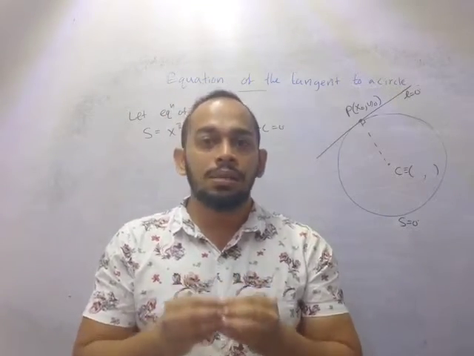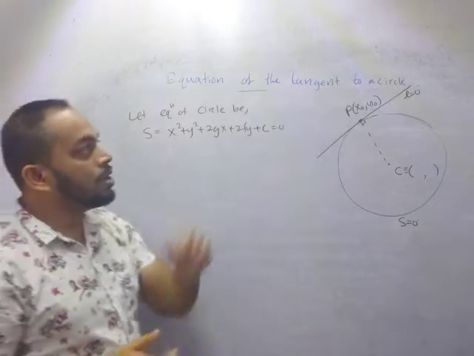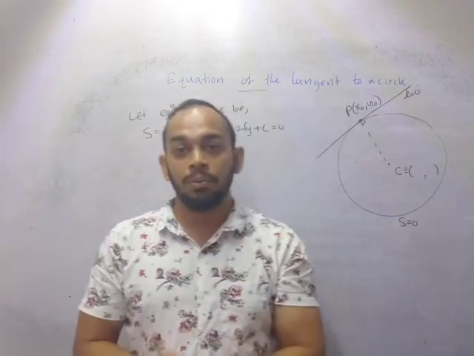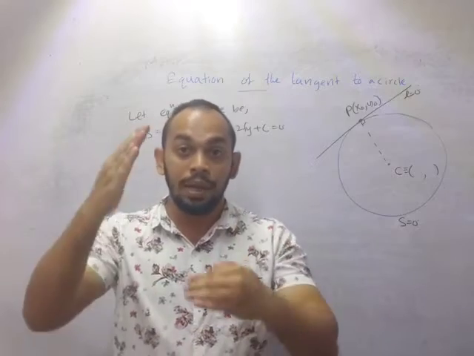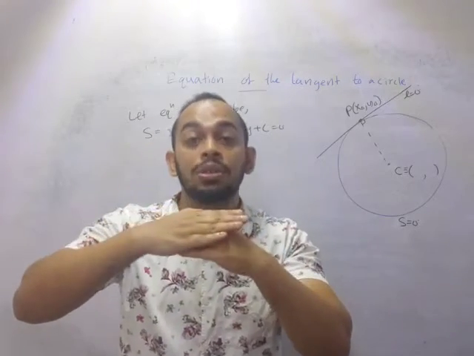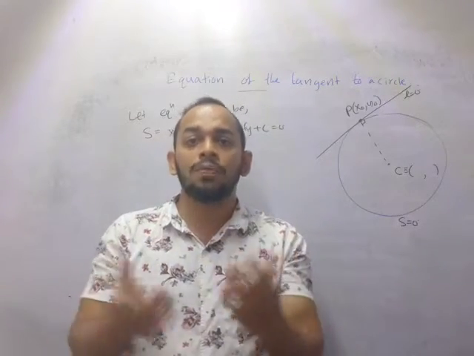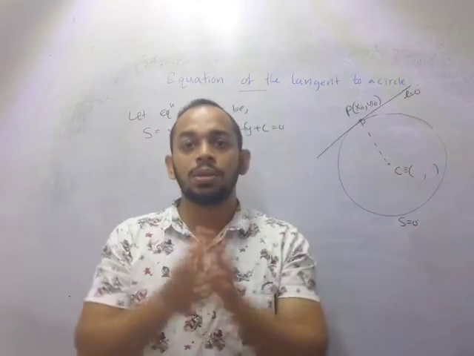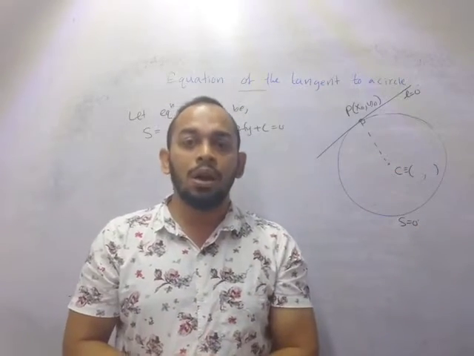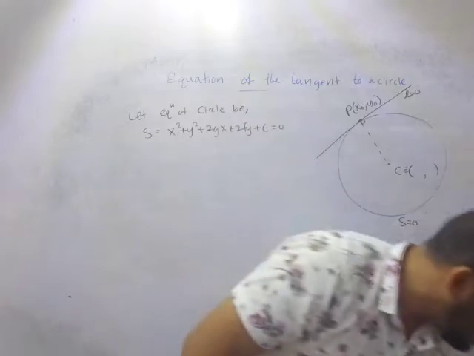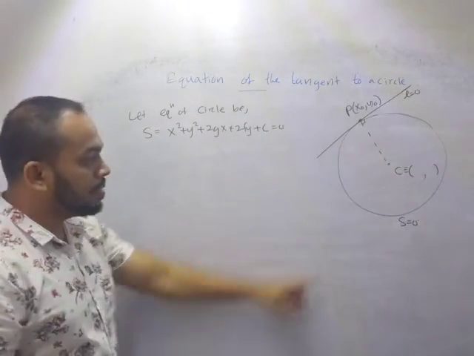Now let's learn how to find the equation of the tangent to a circle at a point. That is the second possibility, the line can be the tangent to a circle. So how do you find the equation of the tangent line to a circle at a particular point on the circle? We're going to learn that now. Here's a sketch of this.